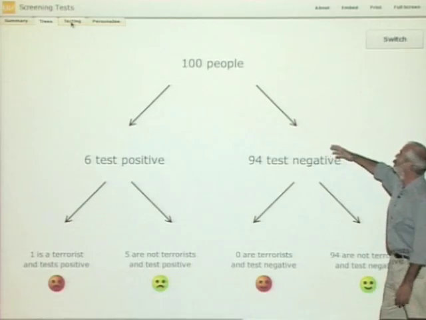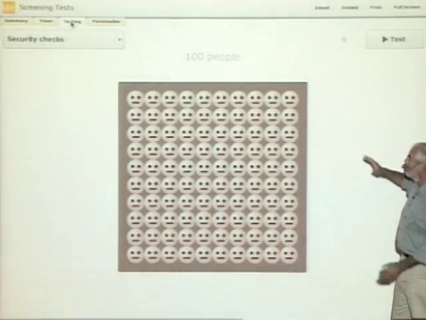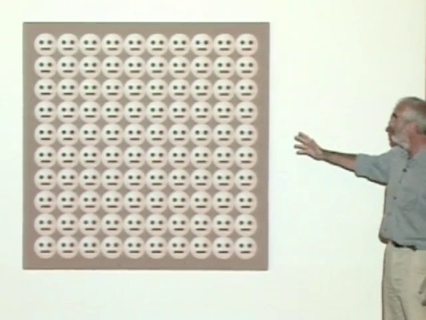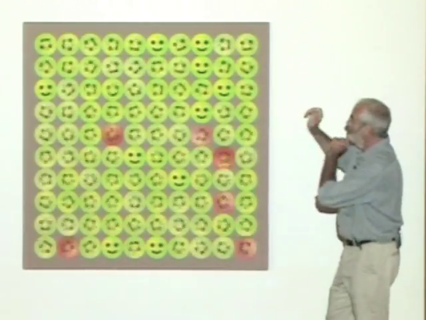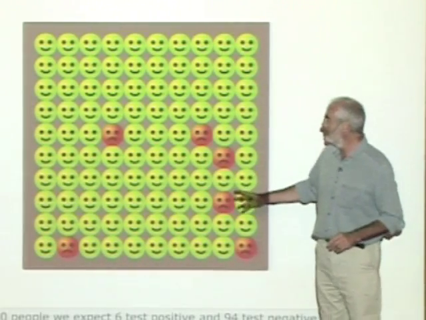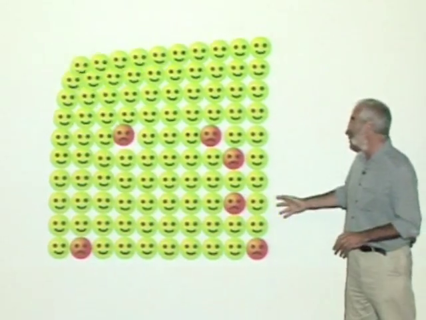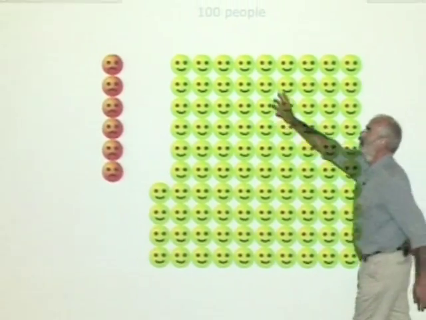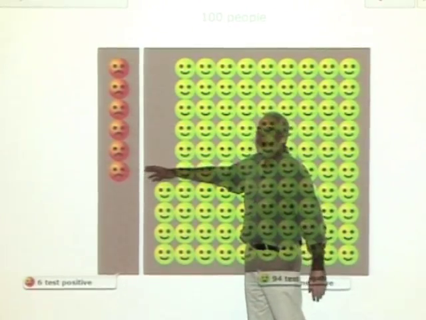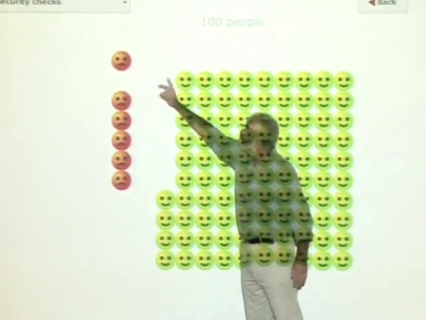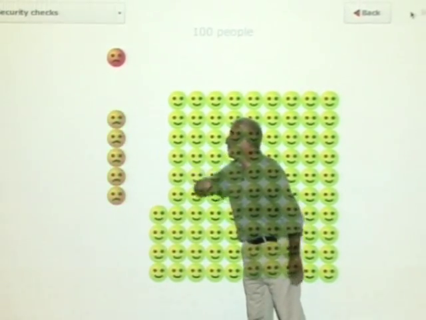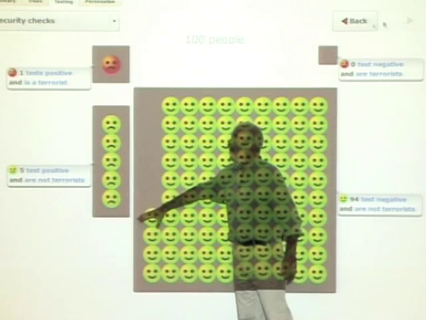So let's see that again. Let's illustrate what happens with 100 people. We've got 100 people and we test them. Ping, ping, ping, ping, ping. We find 6 of them have actually tested positive. Let's separate them off, take them off for interrogation, and then we eventually find that of these 6, only 1 of them is actually a true terrorist, and 5 of them are false positives.